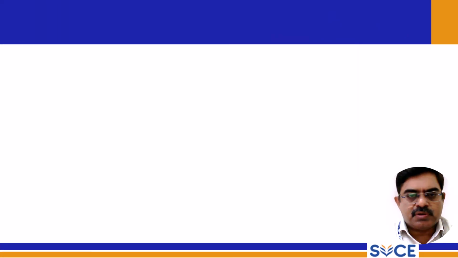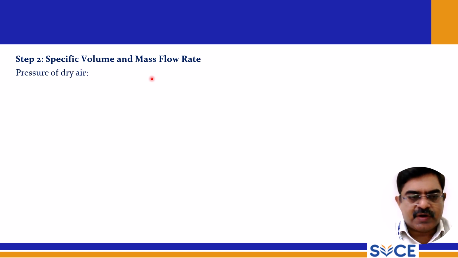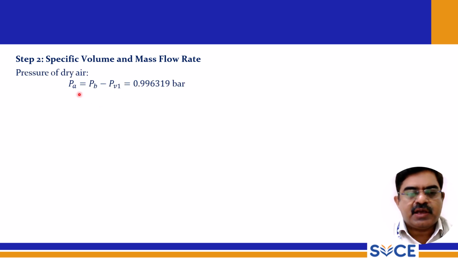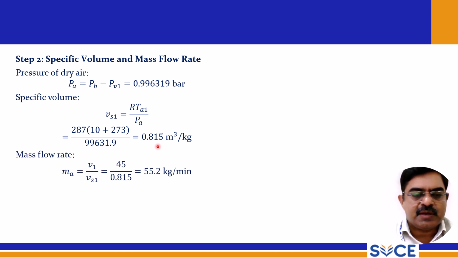Coming to the next step, the specific volume and mass flow rate we have to find. The pressure of dry air Pa equal to Pb minus Pb1, so that is equal to 0.996319 bar, and the specific volume Vs1 equal to R Ta1 divided by Pa. So now substituting all these values, we are getting specific volume Vs1 equal to 0.815 meter cube per kg. So mass flow rate Ma equal to V1 by Vs1 equal to 45 divided by 0.85815, so that is equal to 55.2 kg per minute.